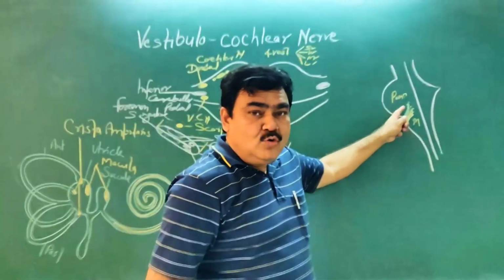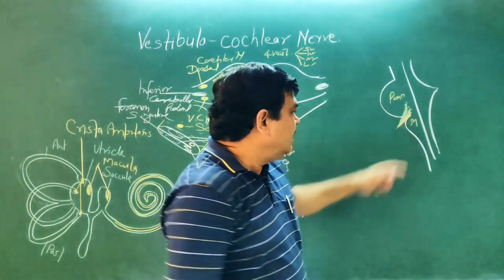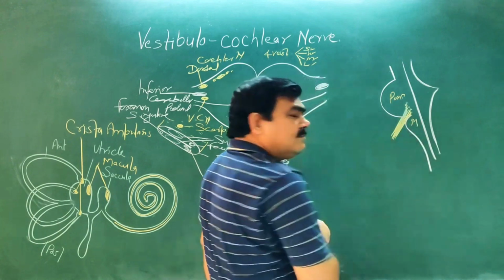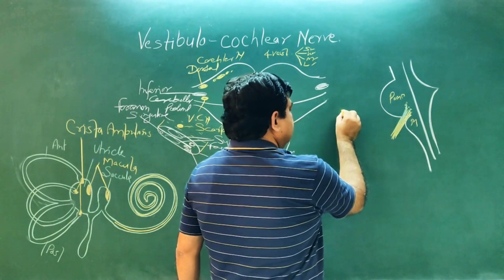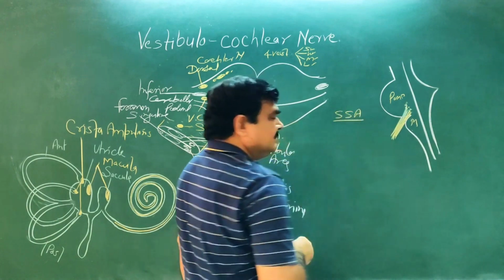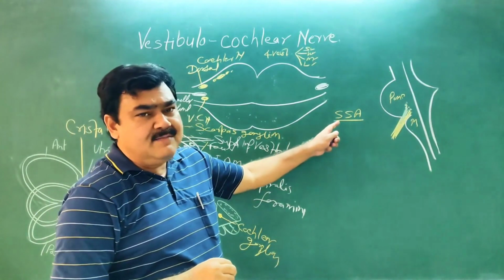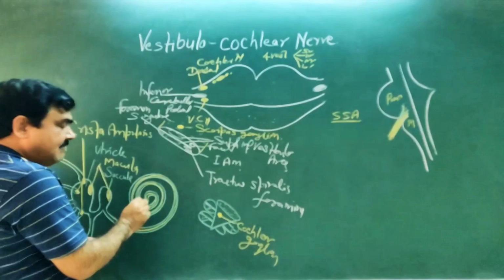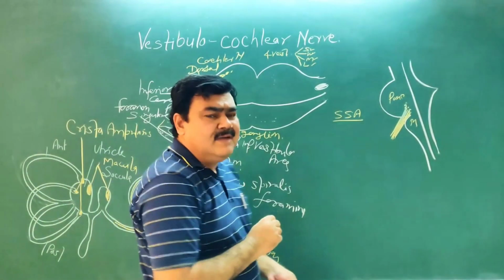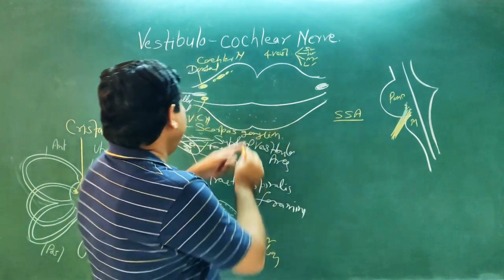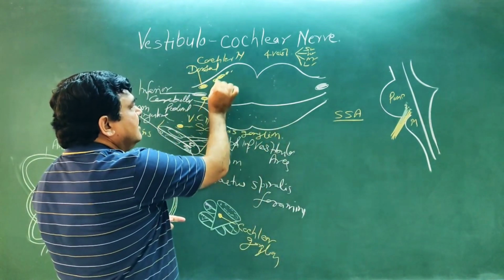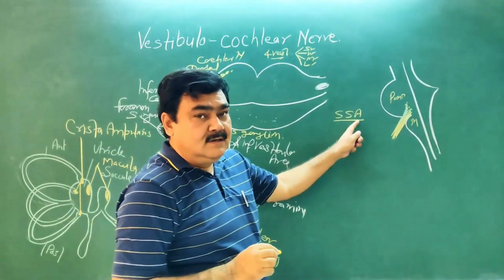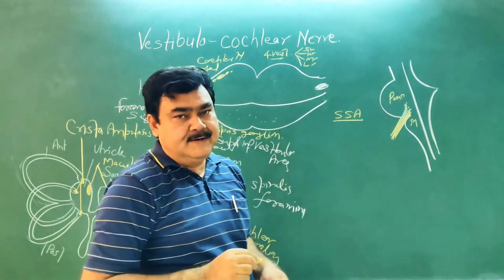At the pontomedullary junction, the pontomedullary angle, this nerve arises. The component of this nerve is special somatic afferent fibers, which are sensory fibers. These special somatic afferent fibers arise from the dorsal and ventral cochlear nuclei and vestibular nuclei.